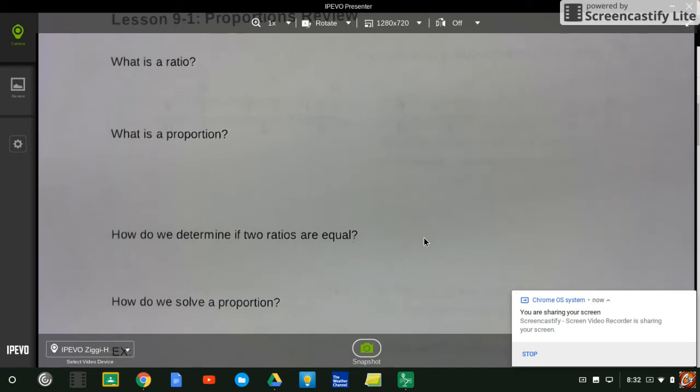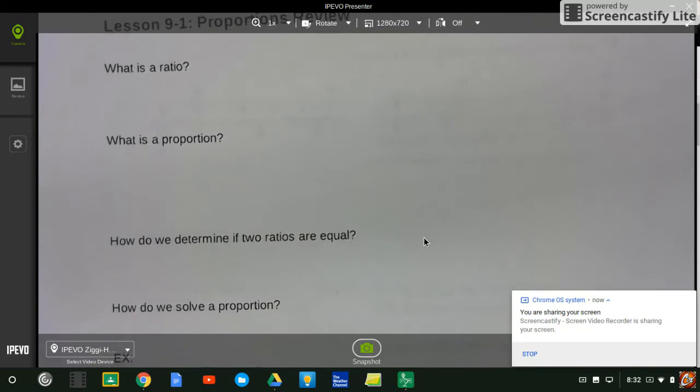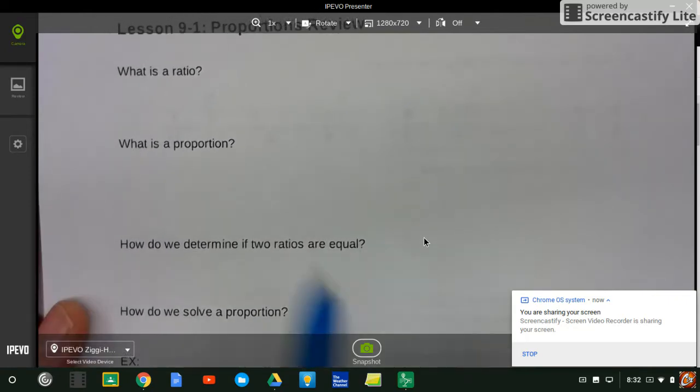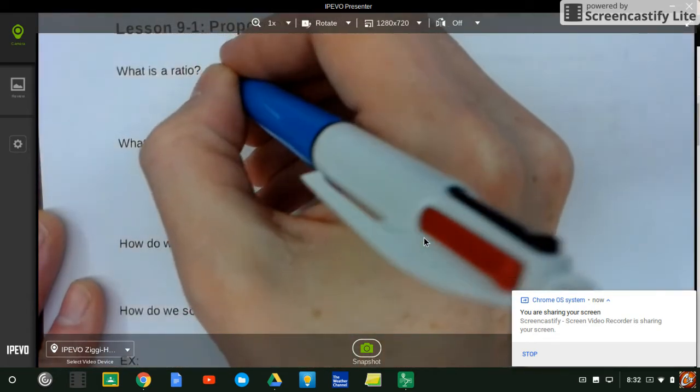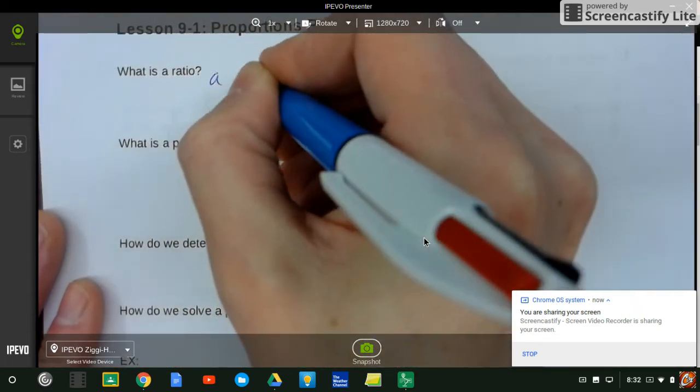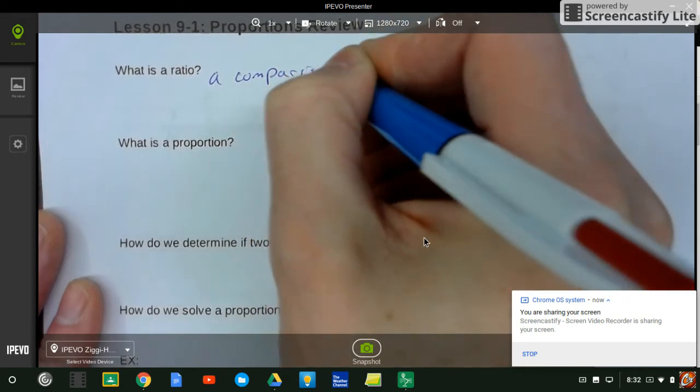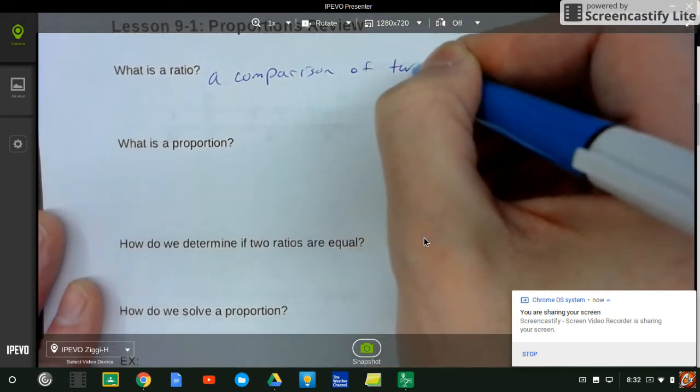So let's do a quick review of a little bit of stuff from last year. We're going to need some ratio and proportions for our next unit. So what exactly is a ratio? Well, a ratio is nothing more than a comparison of two numbers.